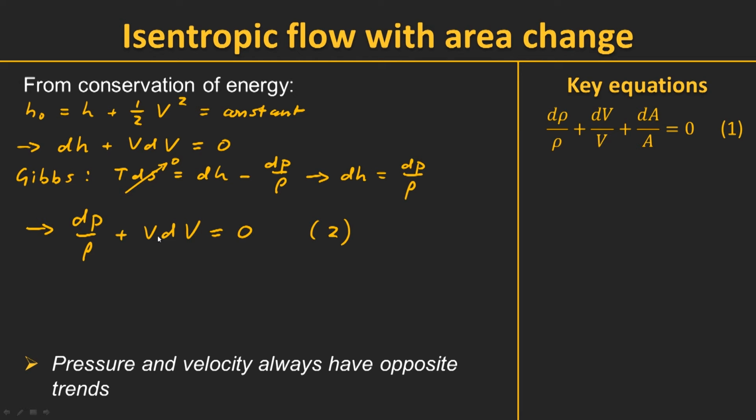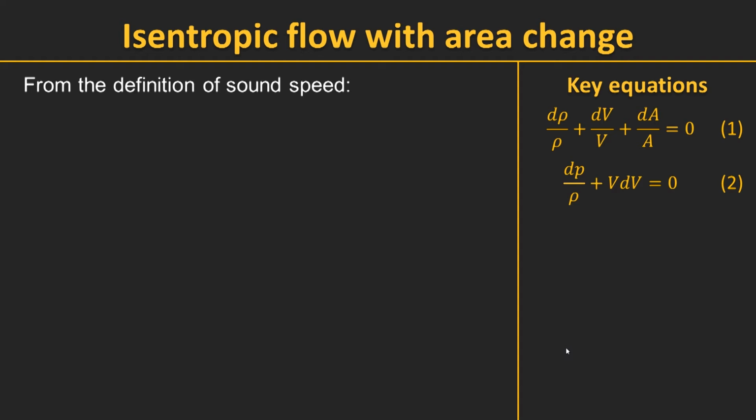So let's transfer this intermediate result over to our column of key equations. What we'd really like to do in order to express the change in velocity in terms of the change in area is to eliminate density from this relation. So we really need the change in density in terms of the change in velocity. Now we just derived an expression relating the change in pressure to the change in velocity, so all we really need to do is to relate the changes in density and pressure.